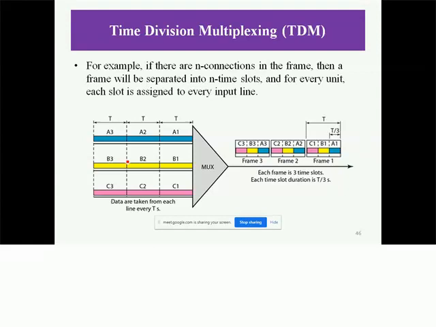Here is another example of synchronous TDM. The same clock pulses are required: A1, A2, A3, B1, B2, B3, C1, C2, C3. The same thing is shown here in a different way. In frame number 1, the total width of the pulse, or the time of frame 1, is T, and the number of slots is 3, so it is divided as T by 3. If the number of message signals is n, then it is divided as T by n. We discussed these things in our previous class today.